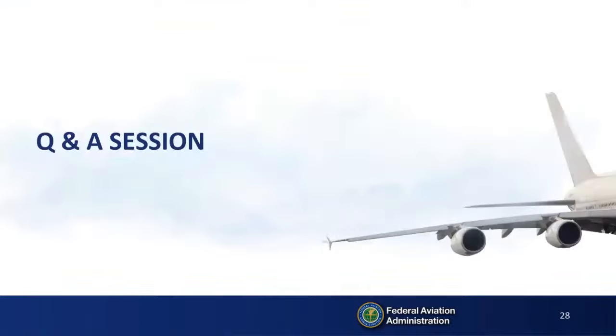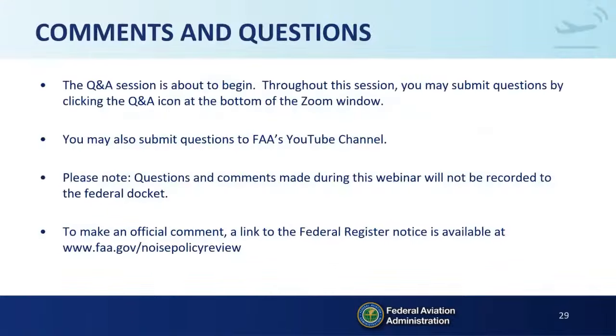Now we're going to shift gears for our Q&A session. Our Q&A session is about to begin. You may submit questions by clicking the Q&A icon at the bottom of the Zoom window. You will not be able to see questions asked by others. However, you will see your own questions. If we receive similar questions, we will combine them into one question.